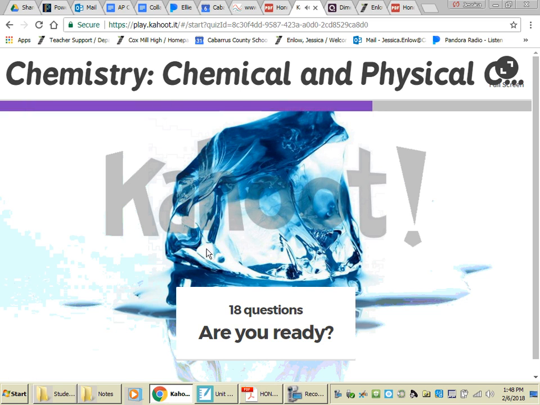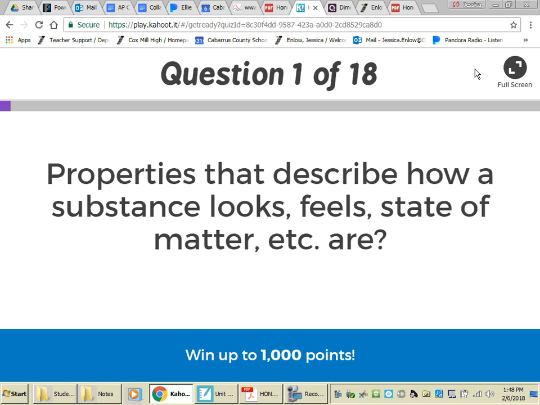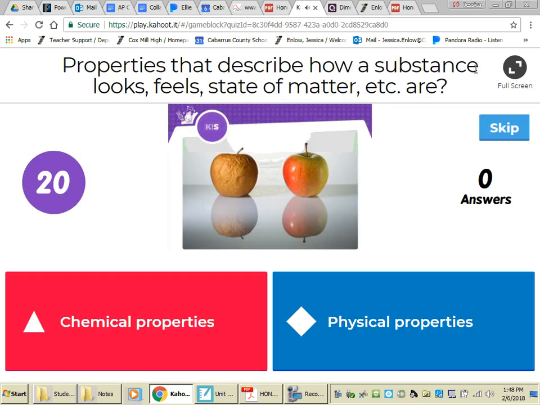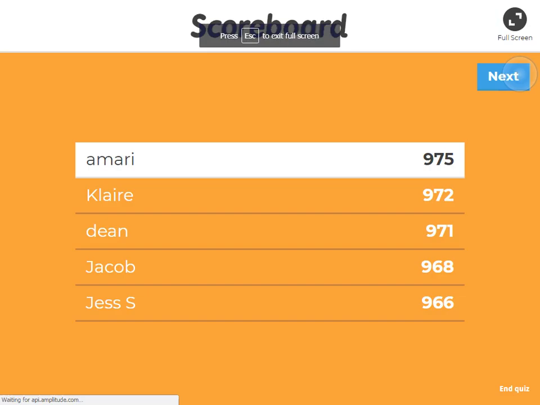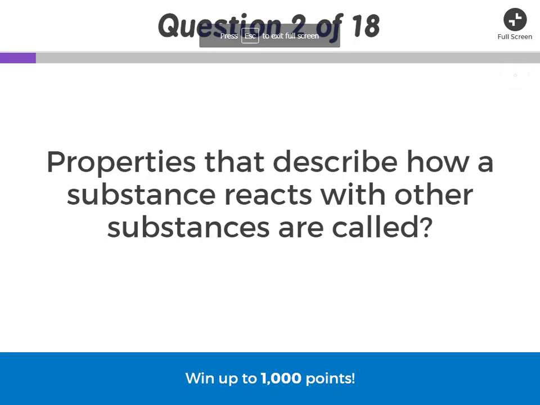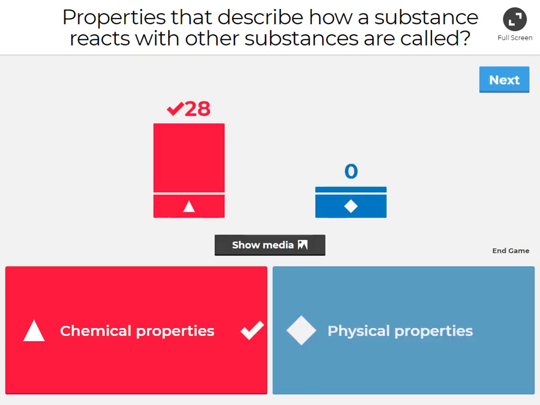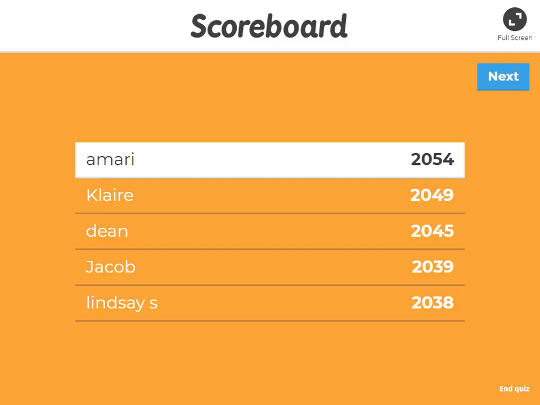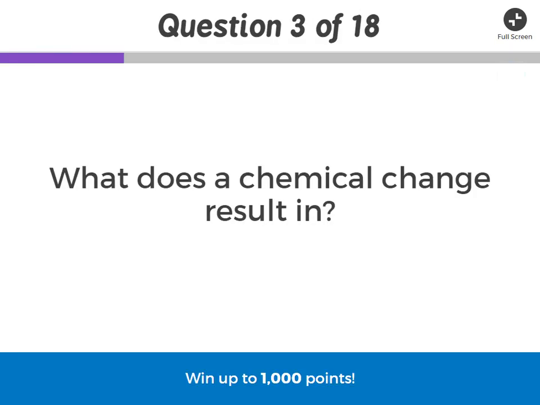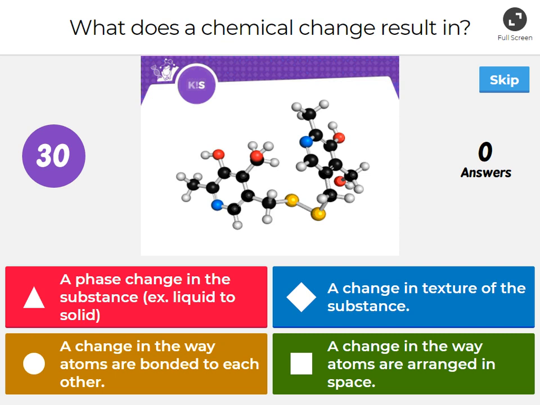This one's pretty simple, guys. I think you can make 100. Let's go. Properties that describe how a substance looks, feels, tastes, state of matter. Moving on. Properties that describe how a substance reacts with another substance. If you need it, you can have a quick chat with the person next to you, but I think you got it. Keep going. What does a chemical change result in? Read this one closely.